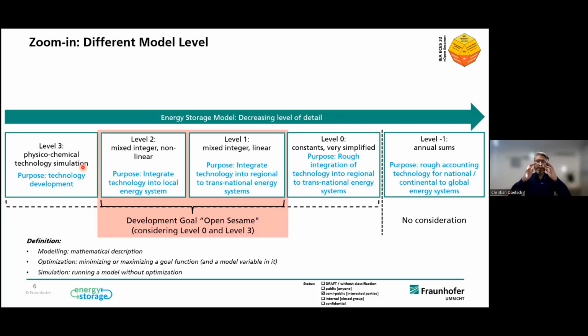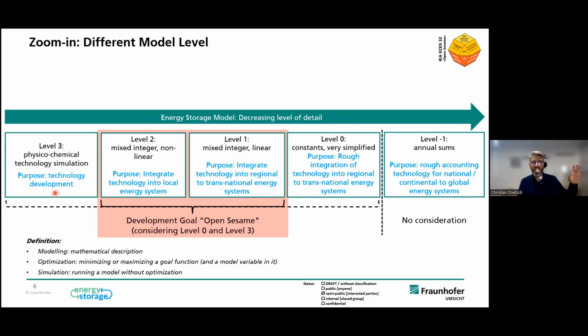And from this level 2, we want to have another level. We call it level 1. This should be mixed integer, but linear. The reason is if you want to go to the big systems modeling mentioned before, then you have to have a mixed integer but always linear approach, because with a nonlinear approach, the big models are not running. It's too complex for them. This is highlighted here in this red zone. This is the aim of our modeling in this task.